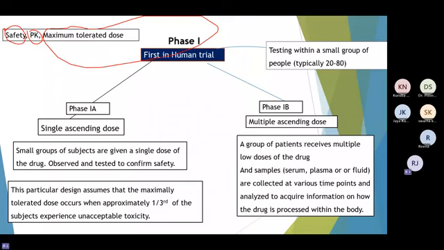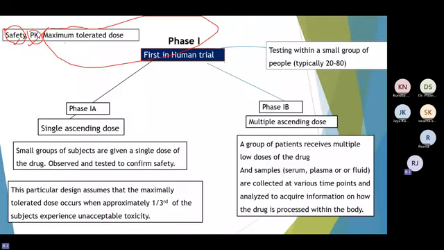So now, with the help of an example, we will understand how these things are determined. Okay, but for now, just understand that we determine at least these three things: safety is first, second is PK, and third is maximum tolerated dose. Okay.